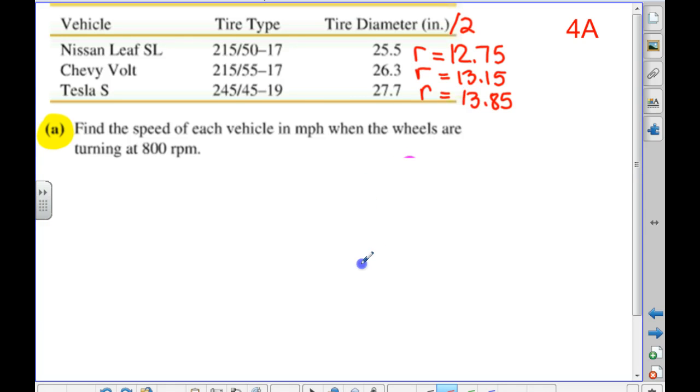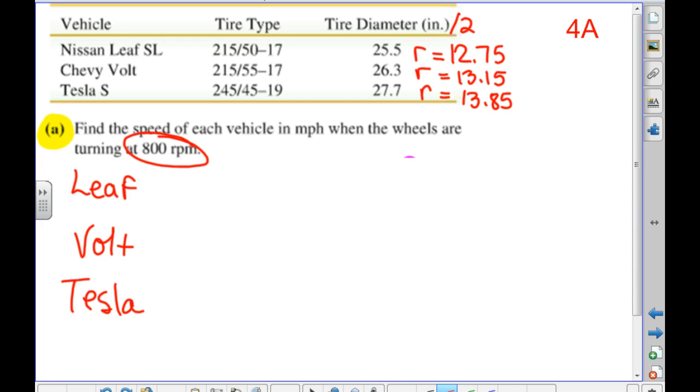I'm gonna show you what happens, okay? So, all of these cars are turning 800 revolutions per minute, okay? The wheels are turning 800 revolutions per minute. So, I'm gonna write down here the Leaf, the Volt, and the Tesla. And I'm gonna start out with 800 revolutions per minute for this one.